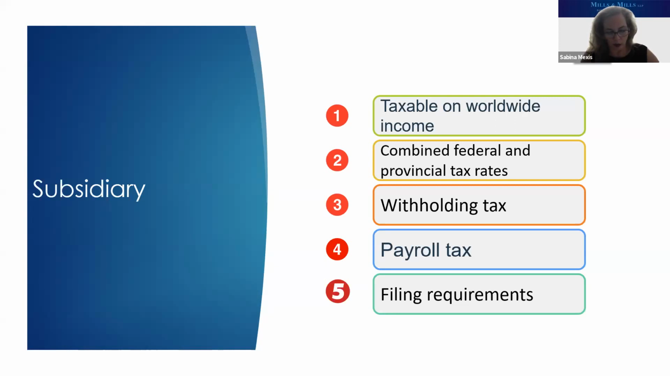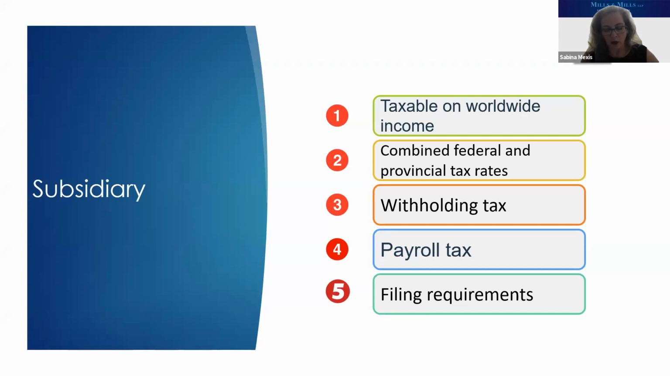Okay, so we'll talk about withholding tax. A Canadian resident corporation is required to withhold tax on payments that are made to non-residents of Canada. And these include dividends, interest, rents, and royalties that are derived from sources in Canada. The general withholding rate is 25%, but can be reduced by tax treaty. There is no withholding tax on interest paid to arm's length non-residents. That was eliminated in 2008.